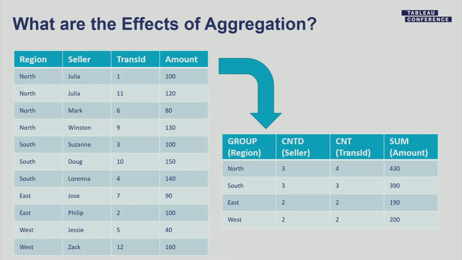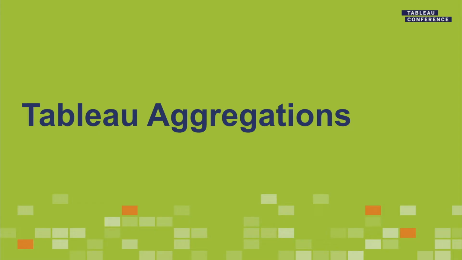There are 3 effects that this aggregation had on our data that I want us to make note of. We summarized the records for each of the groups. We reduced the data volume from 11 rows to 4. And we changed the level of detail from that of transaction to that of the region. When you desire one or more of these effects on your data, or when you notice one or more of these effects on your data, then you should be thinking about aggregations. As simply as I could describe it, that was what an aggregation does.